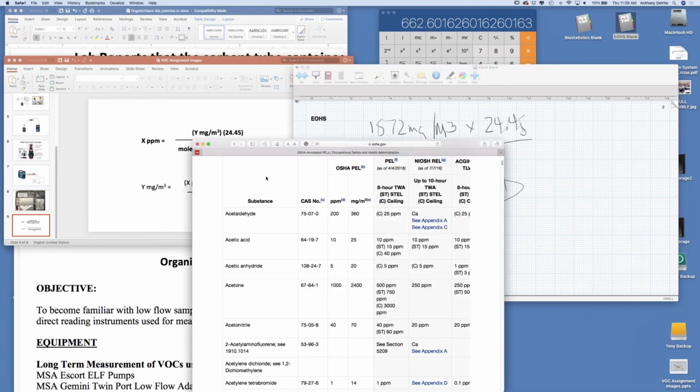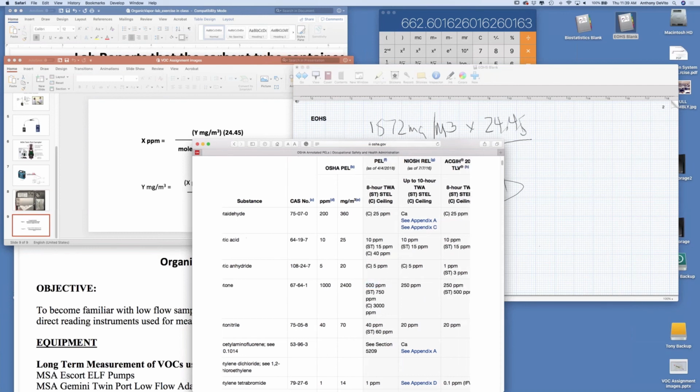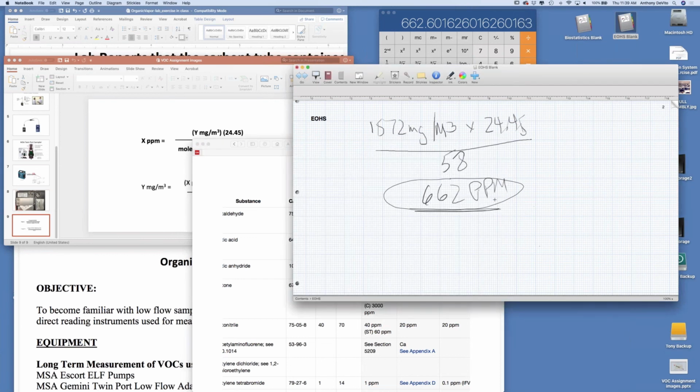Not only that, the other consideration is that the California PEL is 500, and the NIOSH recommended exposure limit is 250, as is the ACGIH threshold limit value of 250. So even though you haven't exceeded the PEL, you have exceeded the threshold limit value, which suggests that at that level you might start to see some health effects.